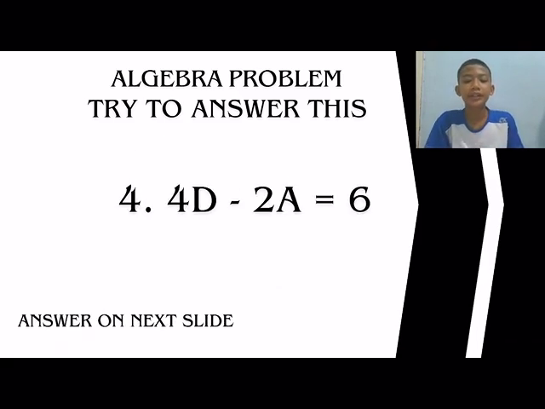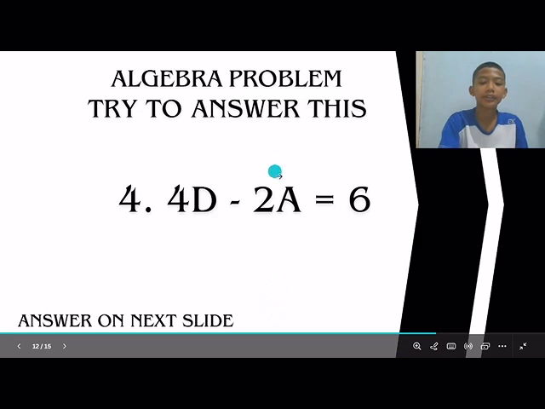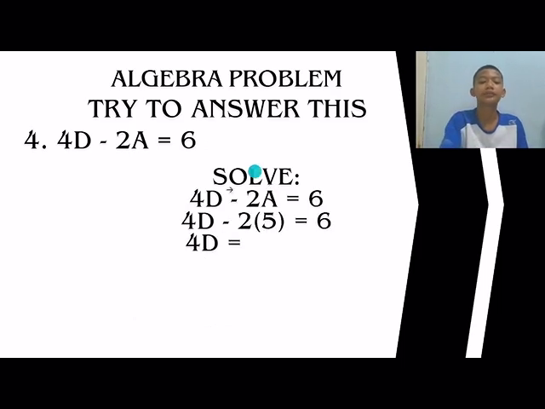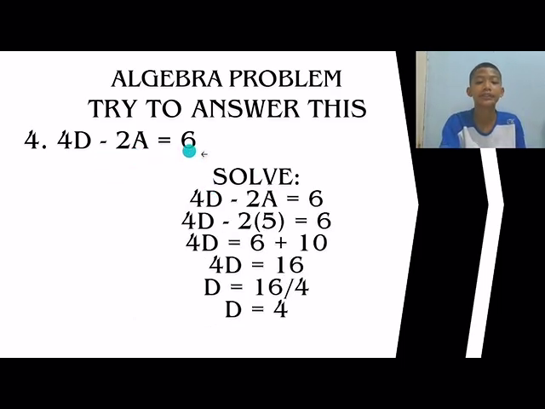And there is the last question. You can rewind the video back to the A section so you can find the A number in this equation. Pause it if you want to solve it. Then the answer on how to solve 4D minus 2A equals 6.